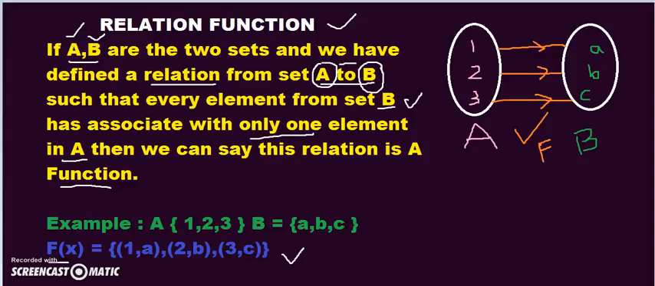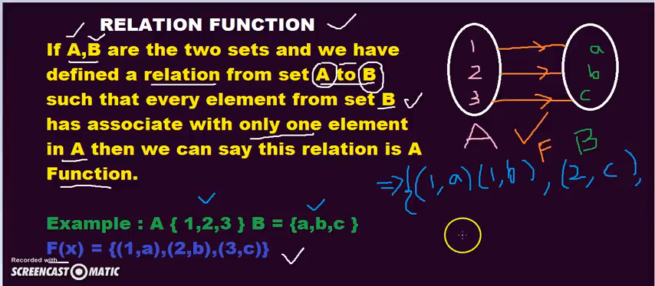Now for another example, my A set is 1, 2, 3 and my B set is A, B, C. I have defined a relation with these ordered pairs: 1 is related with A and also 1 is related with B. Then 2 is related with C. Then the element 3 is related with B. The first elements belong to my first set and the second elements belong to my second set.